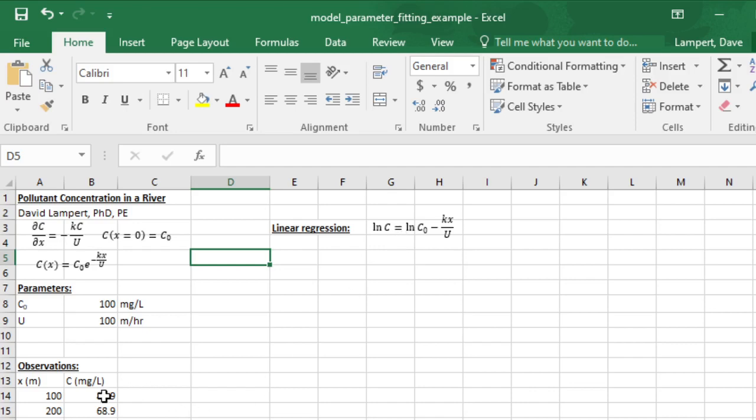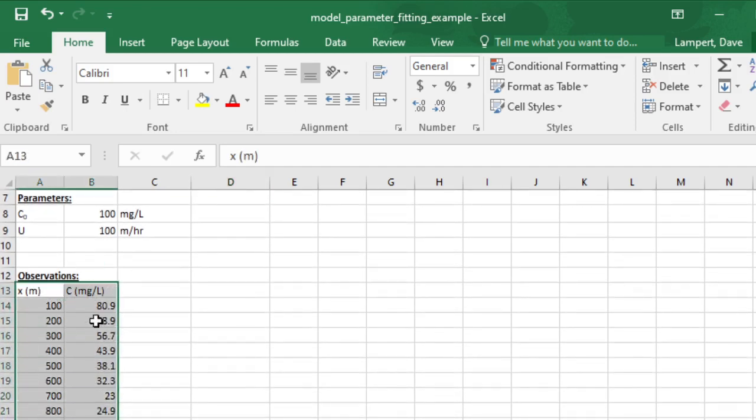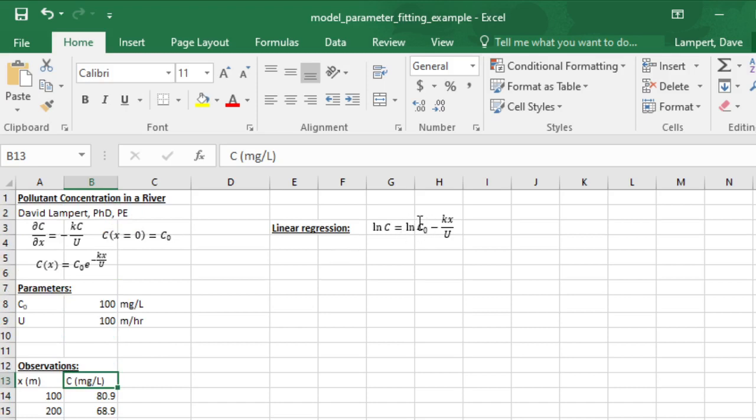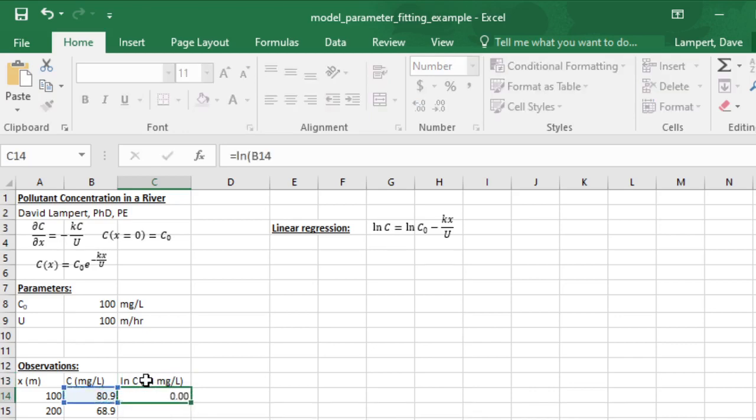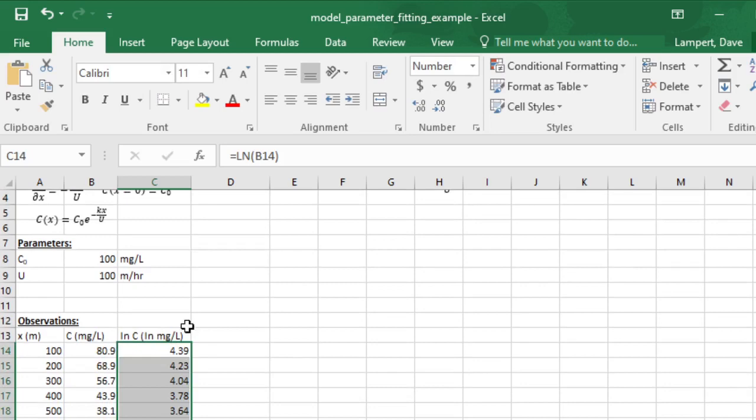So if we do a linear regression here, after I take the log of the concentrations, I should be able to fit a line to that. The intercept of that line should be the natural log of C0. It's not going to come out to be exactly this 100, I can tell you now. And the slope of it should be negative k over u. We already know u, so then we can figure out what k is. So we can do the linear regression by computing ln C, which has units of ln of milligrams per liter, if you needed that. So ln C equals ln of C, and I can just copy that down.